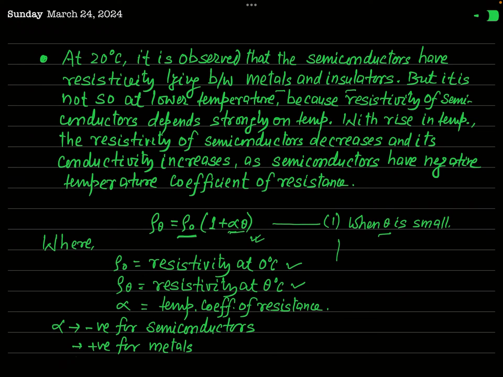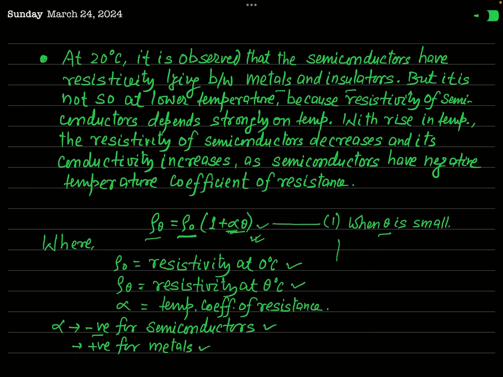In that condition, the resistivity varies with temperature almost in accordance with this relation. Actually, all the game lies in the behavior of this alpha, which is called the temperature coefficient of resistance. In fact, this alpha has a negative value for semiconductors, but it is positive for metals. So the behavior of variation of resistivity of metal and semiconductor in accordance with temperature is just opposite.